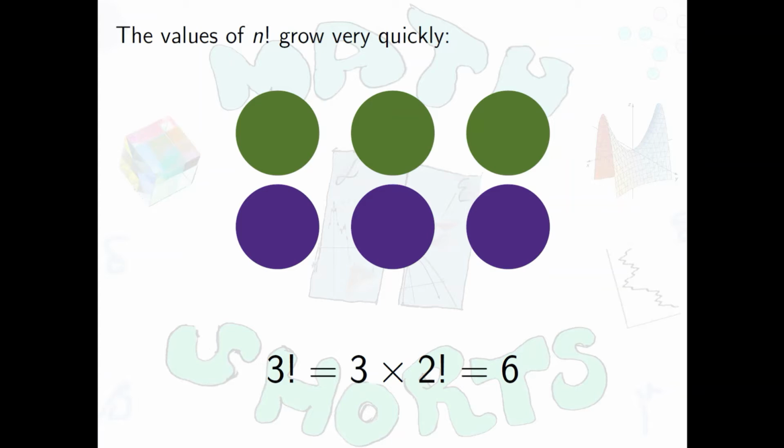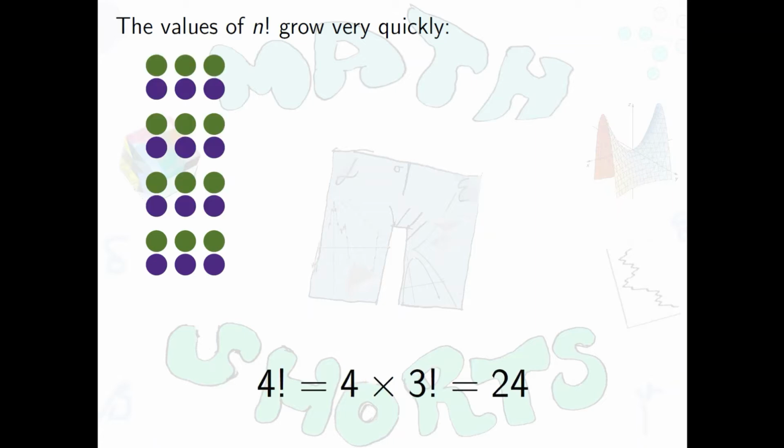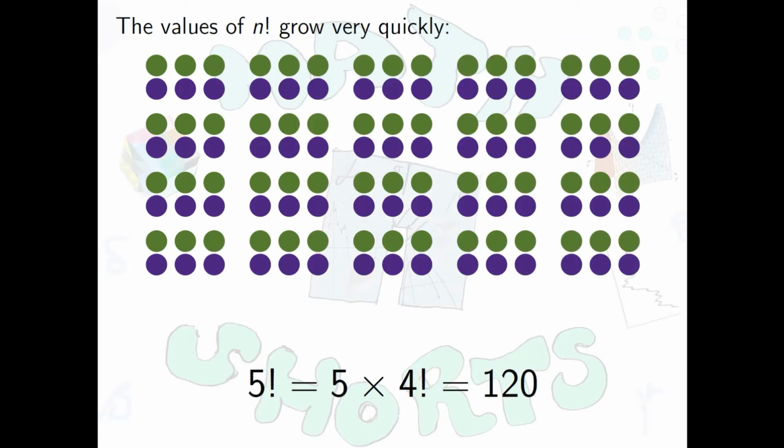We're kind of running out of space, so let's make things a little smaller. 4 factorial is going to be 24, 4 times 3 factorial. 5 factorial is 5 times 4 factorial, or 120. And we're really quickly running out of space. And even if I shrink things down, we're going to run out of space quickly. So let's just look at the numbers for the next few.